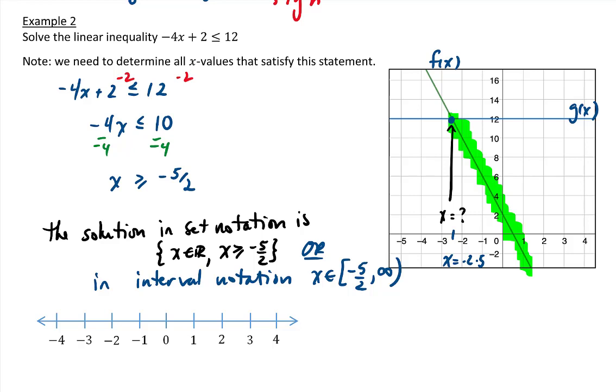And finally, on a number line, that could be represented by the following. So we know -2.5 is where the two lines intersect, and all x values greater than -2.5 are a solution to this inequality. Notice I circled in the -2.5 since it is included in our solution.